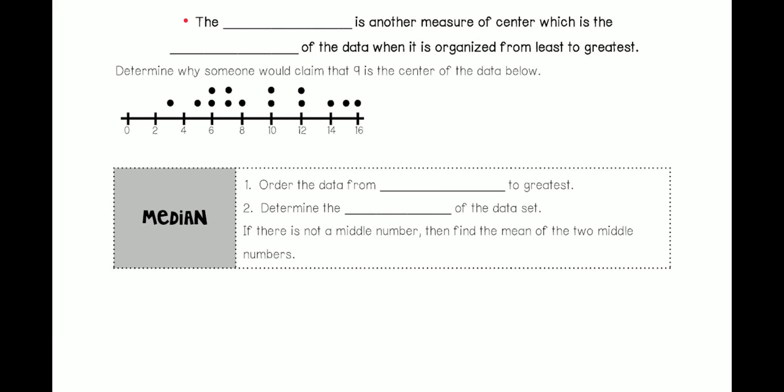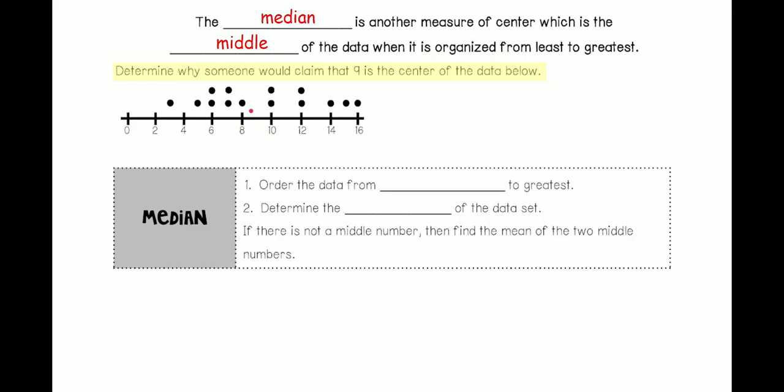All right, let's discuss median now. The median is another measure of center, which is the middle of data when it is organized from least to greatest. Determine why someone would claim that 9 is the center of the data below. That seems kind of odd because there is no number 9. I mean, it goes right here, but there's no dot above it.